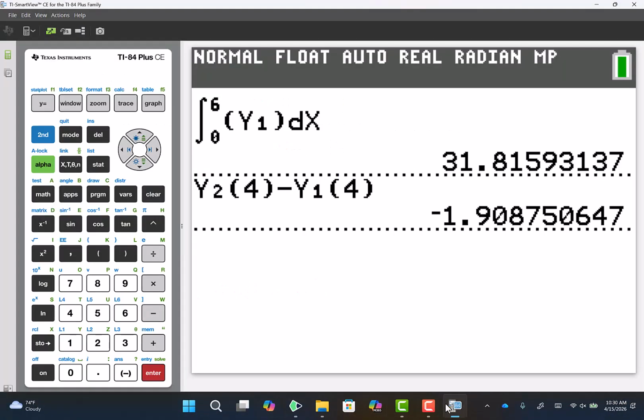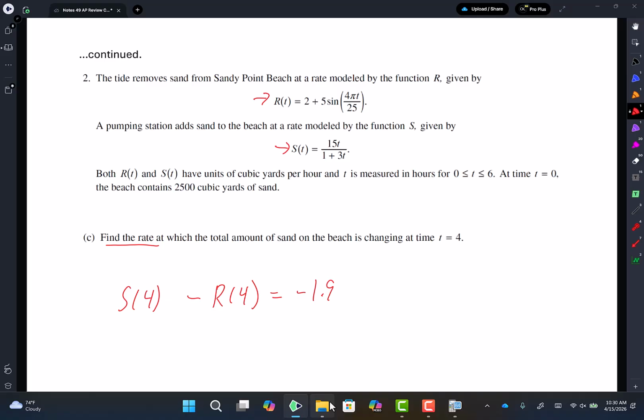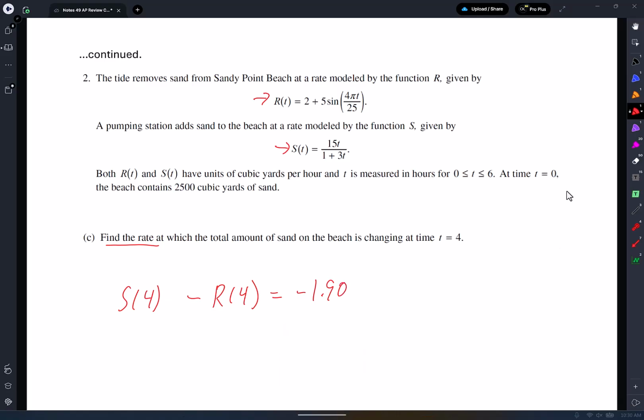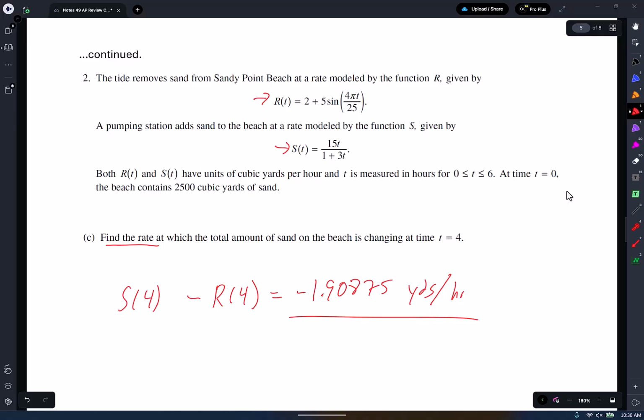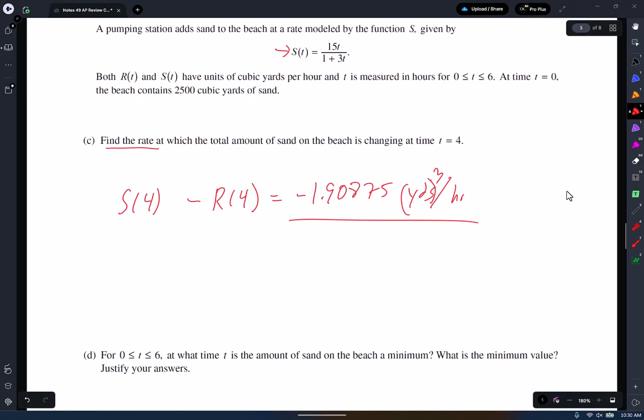You guys got it? 0875. And I need units. Yards per hour. Is that all they wanted? Okay, I think that's all they want. Cubic yards per hour. Okay, I think we're good.